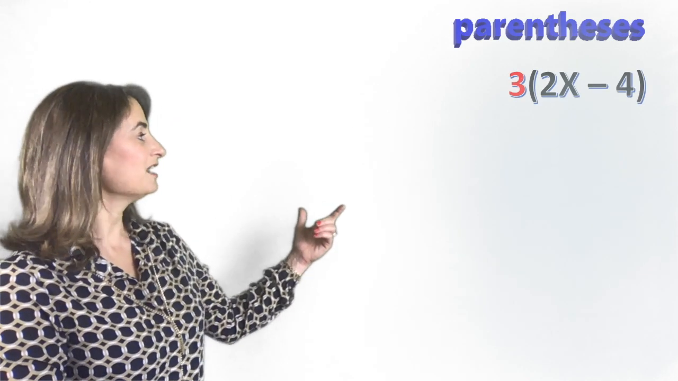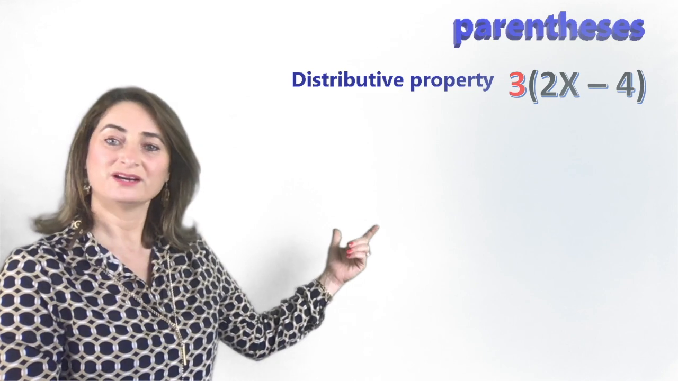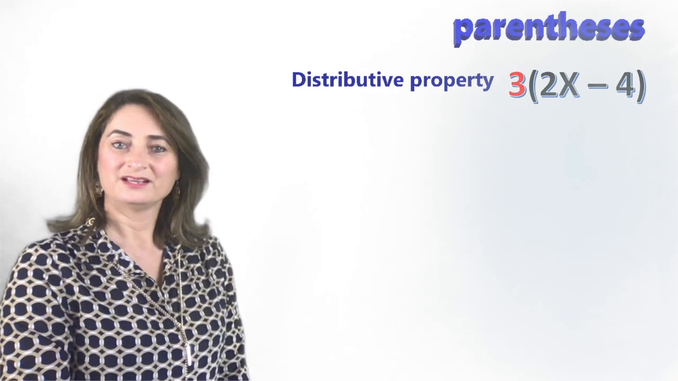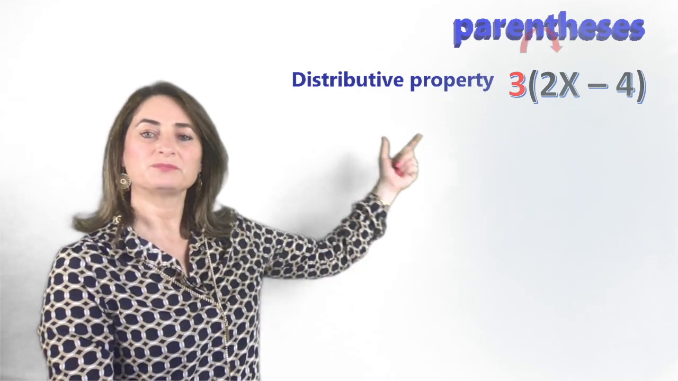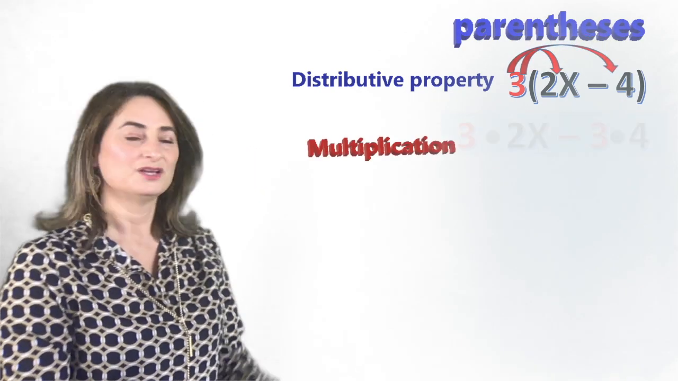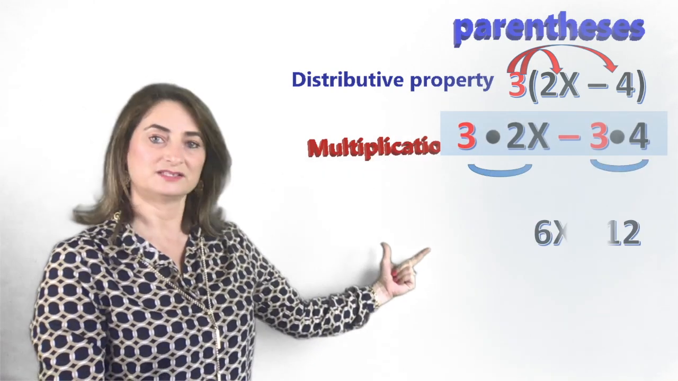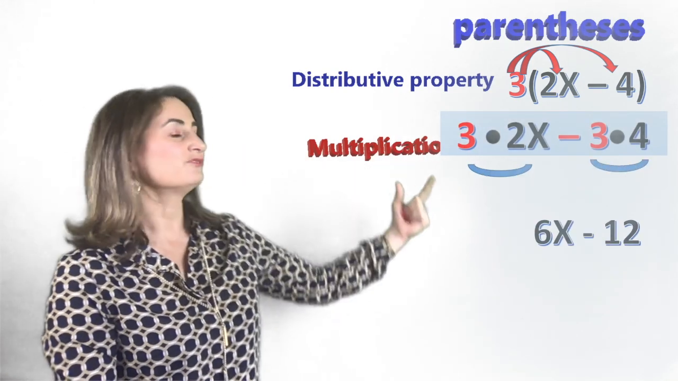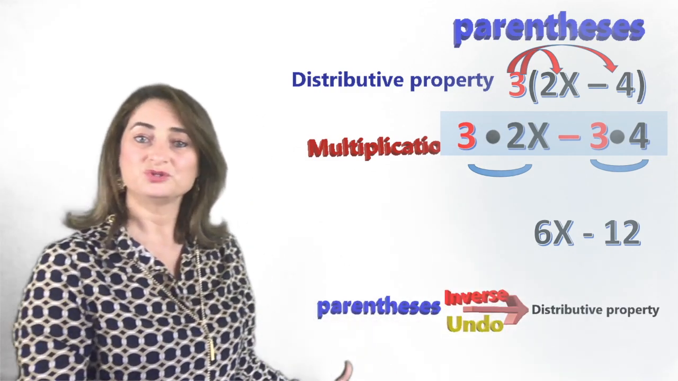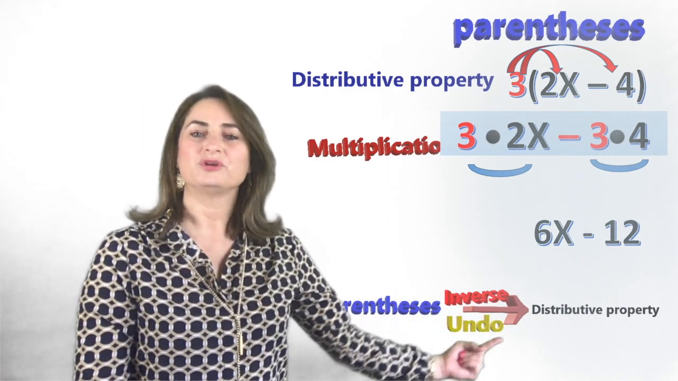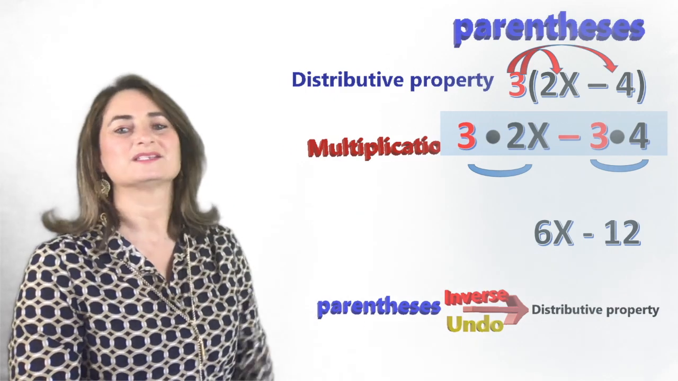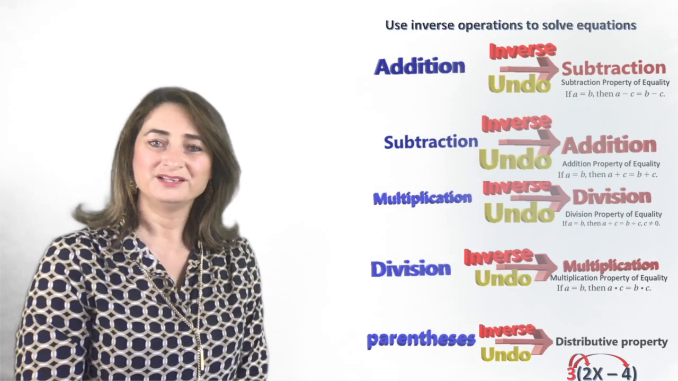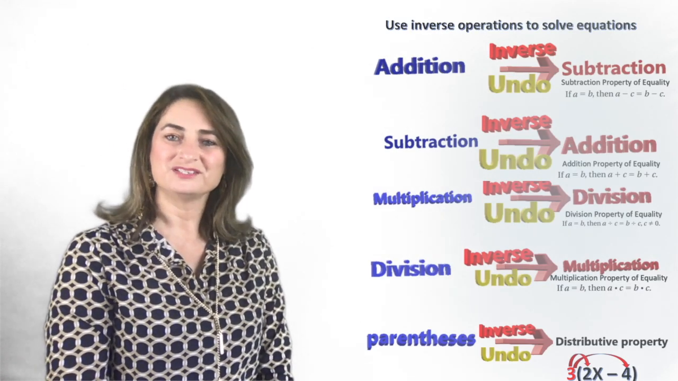And now how can we undo parentheses? If you have 3 times (2x minus 4), how do I get rid of those parentheses? Something called the distributive property. That number 3 needs to be multiplied by every term inside the parentheses. So 3 times 2x is 6x, bring the minus down. 3 times 4 equals 12. So to undo parentheses, you use the distributive property, which is multiplying the number outside the parentheses with every single term inside the parentheses. Now let's move on to practice some solving equations on a whiteboard.